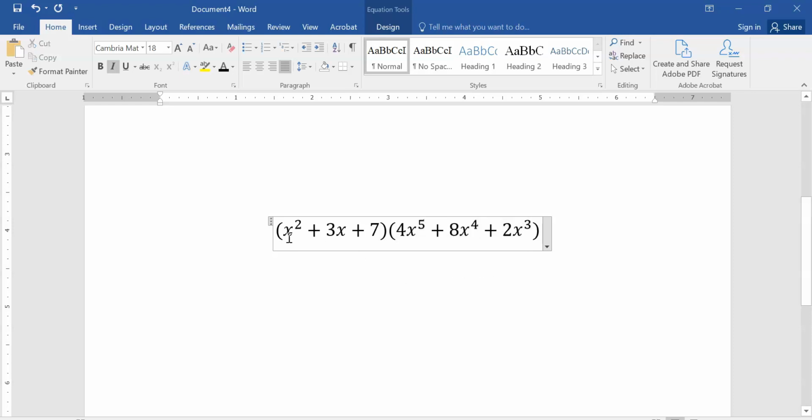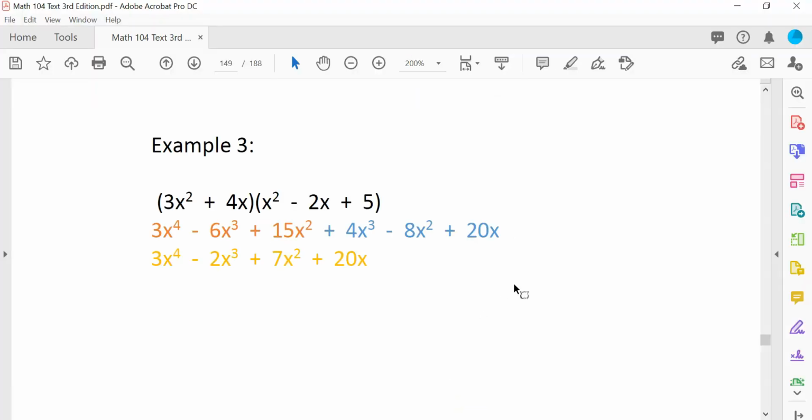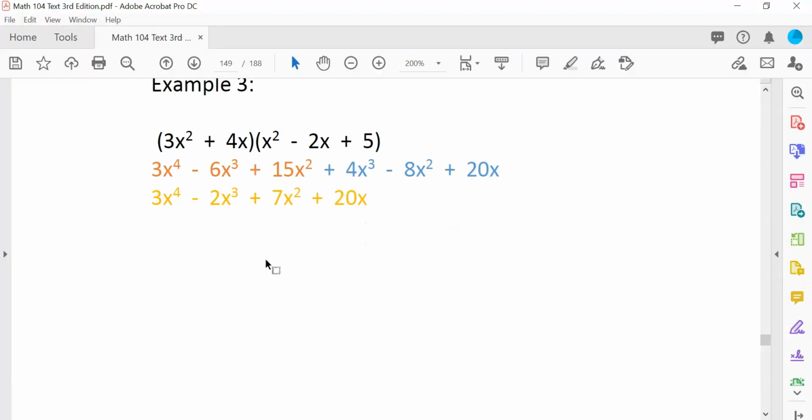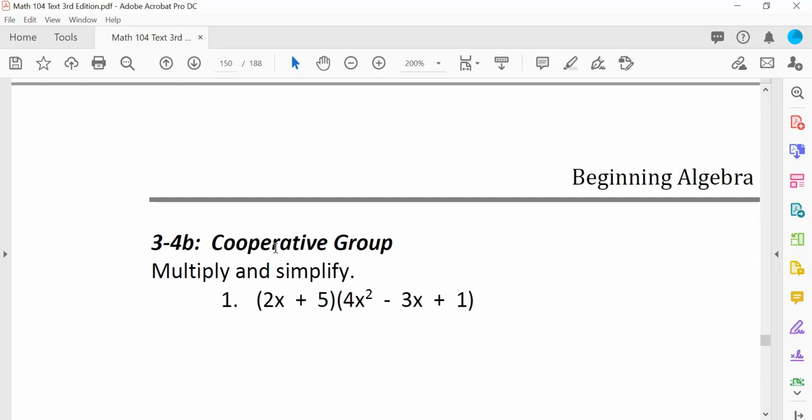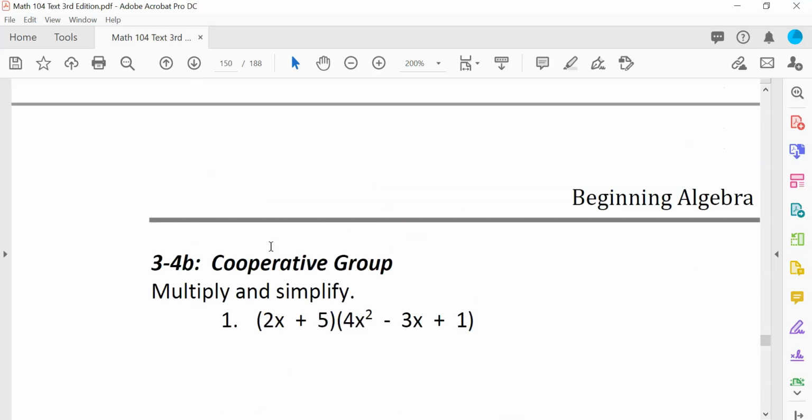By the way, that would give you 3 terms when you distribute the x squared, 3 terms when you distribute the 3x, and 3 terms when you distribute the 7. That would give you 9 terms to deal with. And then obviously some of them will probably be like terms that you can combine, and so on and so forth. Now, I'm not going to do that one by hand because it would take a little bit of time. But you do have a lot of practice problems in the cooperative group problems on 3-4B on the next page.